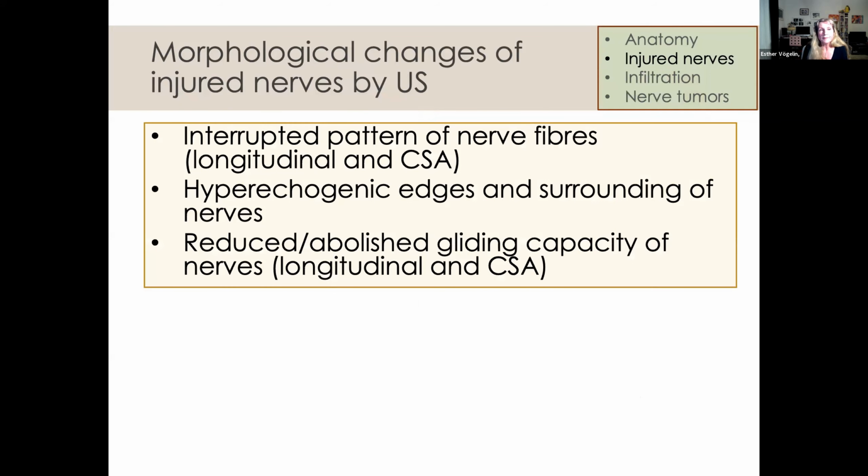So in summary, interrupted patterns of nerve fibers in the longitudinal and the transversal area are very important signs for the changes of a nerve. It doesn't necessarily give you the function of it, as I said several times. You have to look for hyperechogenic edges of the epineurium and the surrounding of the nerves, and look also for the reduced or even abolished gliding capacity of the nerves that you are interested in.